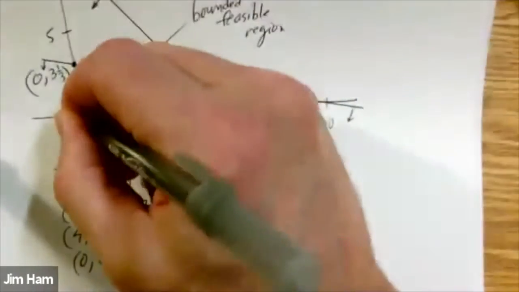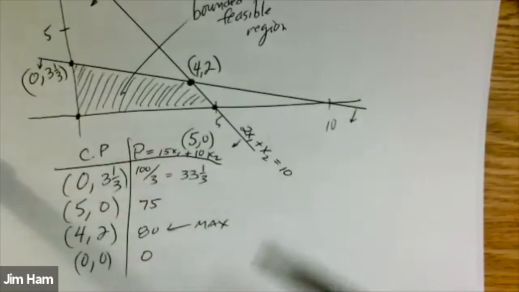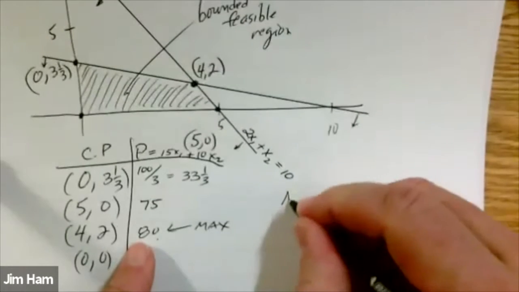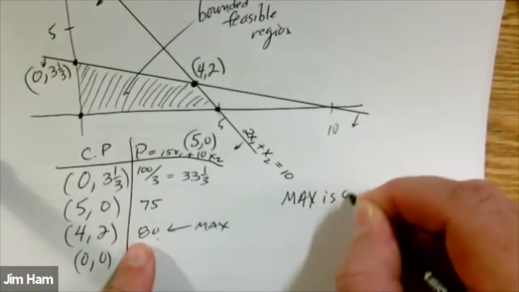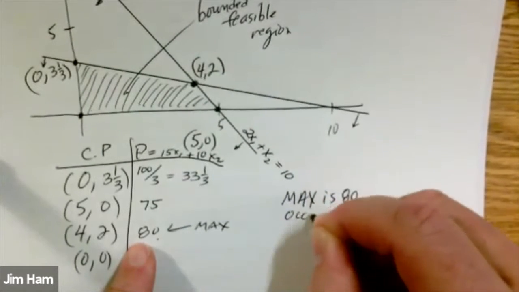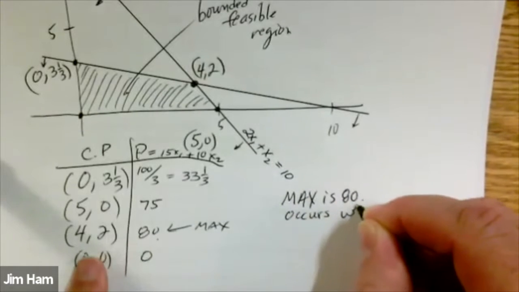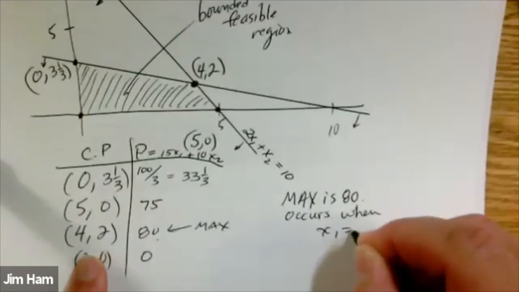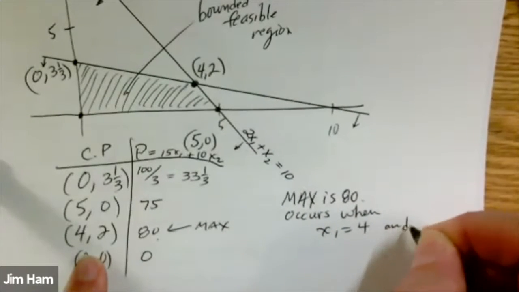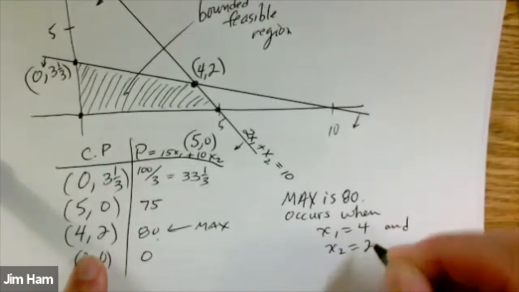All right, now when you do the simplex method, you should find the same thing, that the max is 80, and it occurs when x1 equals 4 and x2 equals 2.